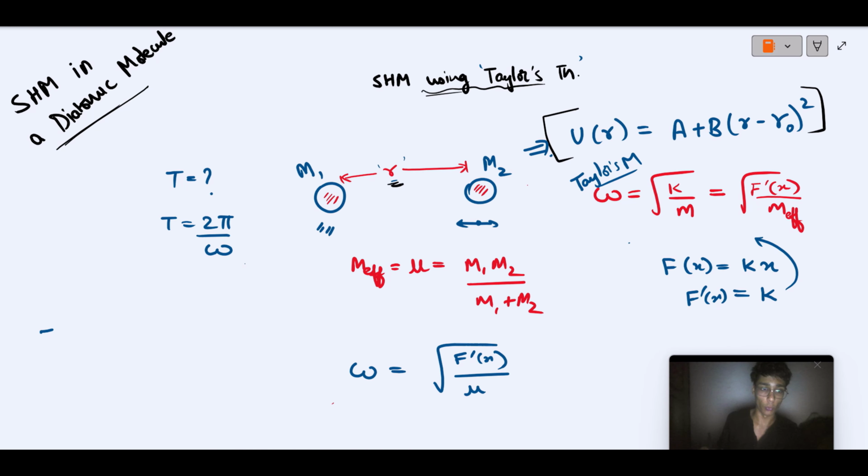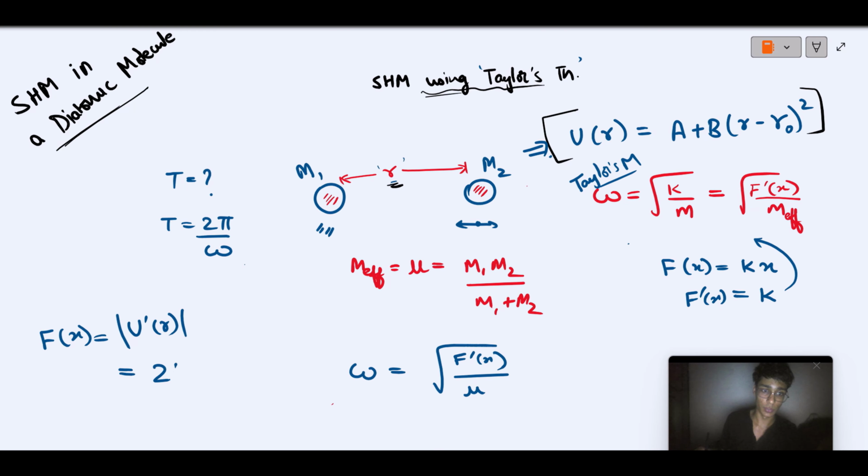In order to find the force, we are already given the expression of the potential energy, and we know that the force is just the derivative of this function, taking the modulus to be on the safer side so that a negative sign does not create complications later in the square root. So the derivative of this will be 2b times (r minus r naught).